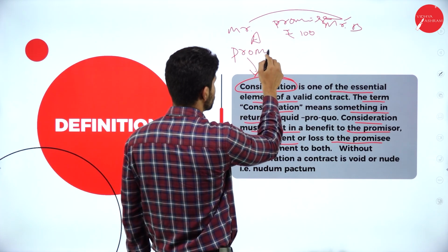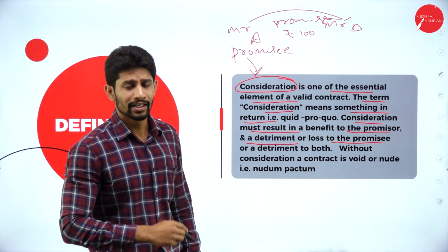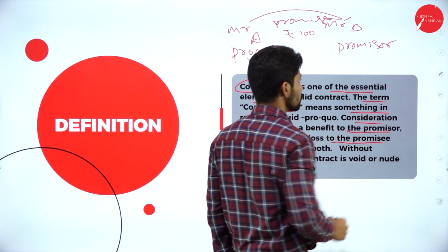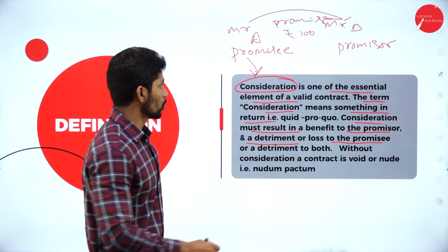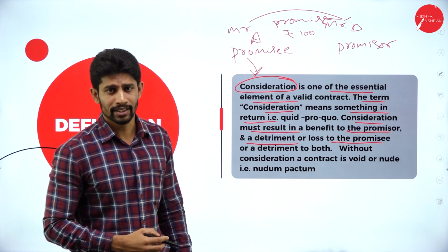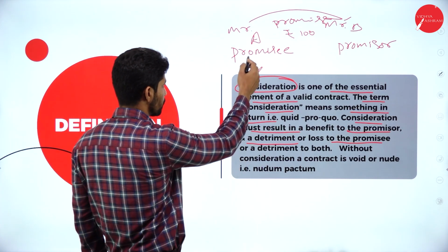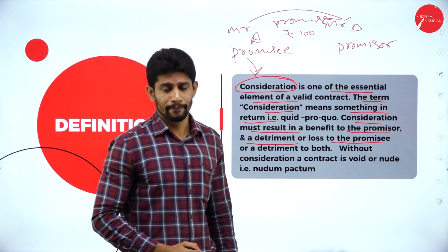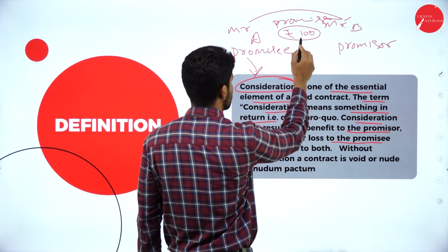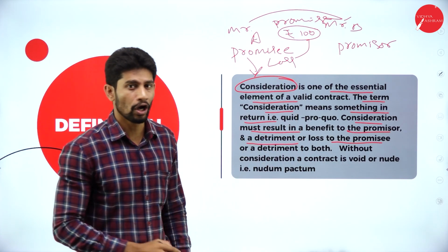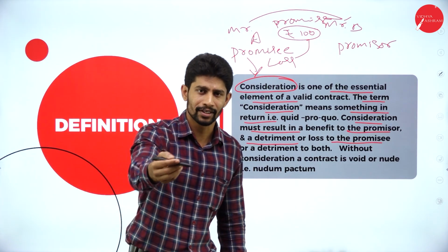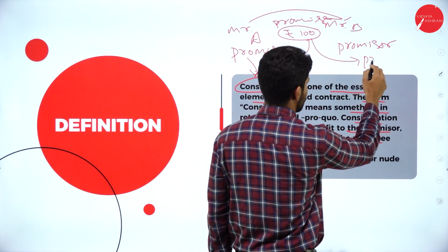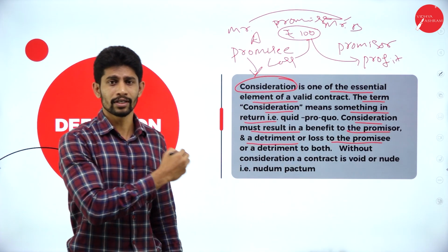Here Mr. A is the promisor, the person who is promising, and Mr. B is the promisee, the person receiving the benefit. So Mr. A promised Mr. B that he will give 100 rupees. These 100 rupees are given by Mr. A, so it's a loss for the one who is giving, Mr. A, and this 100 rupees is a profit to Mr. B. This is what the statement says.